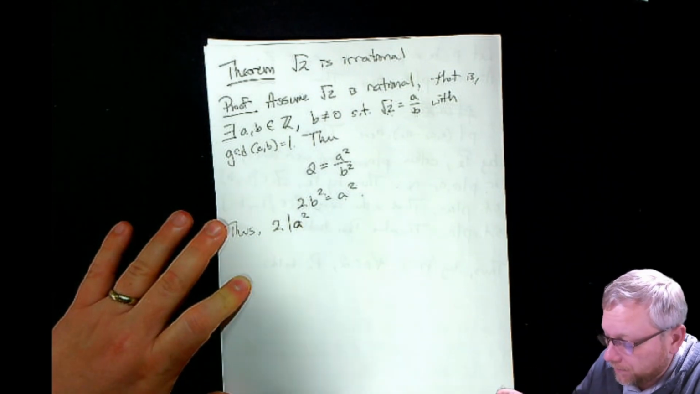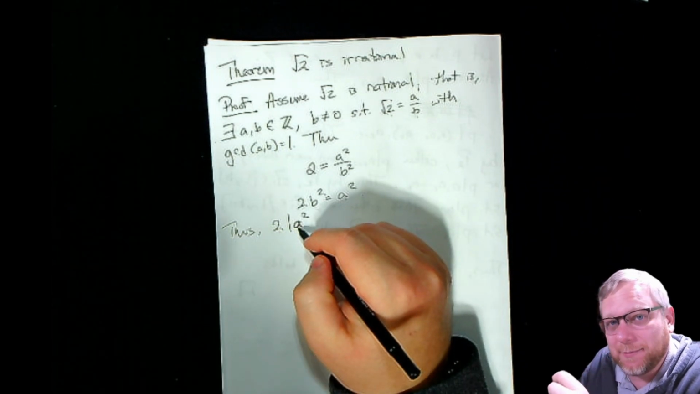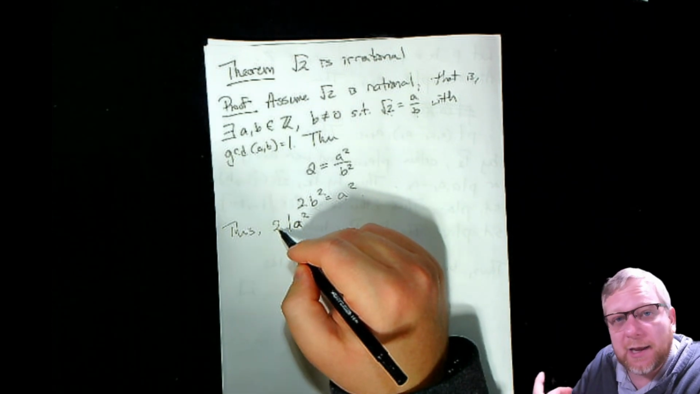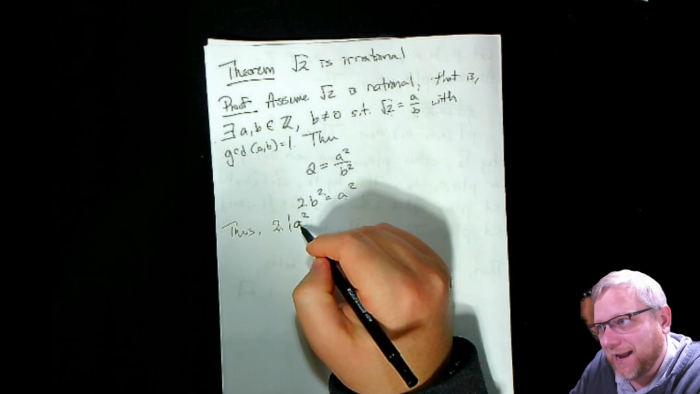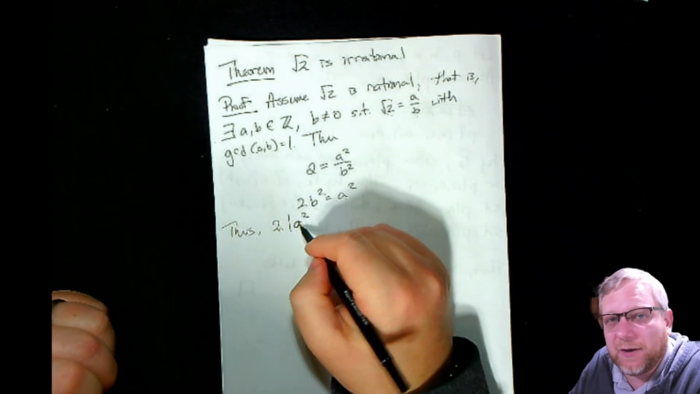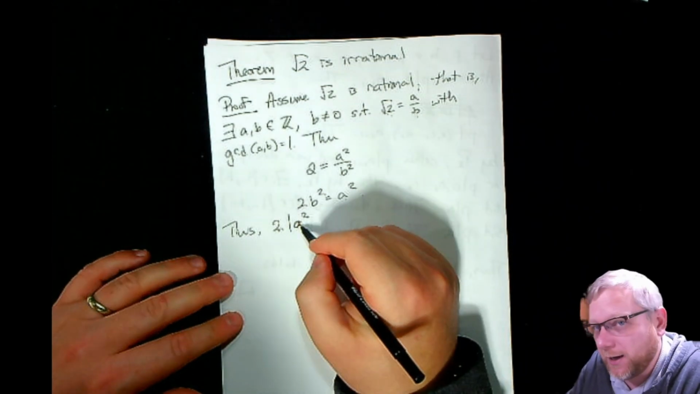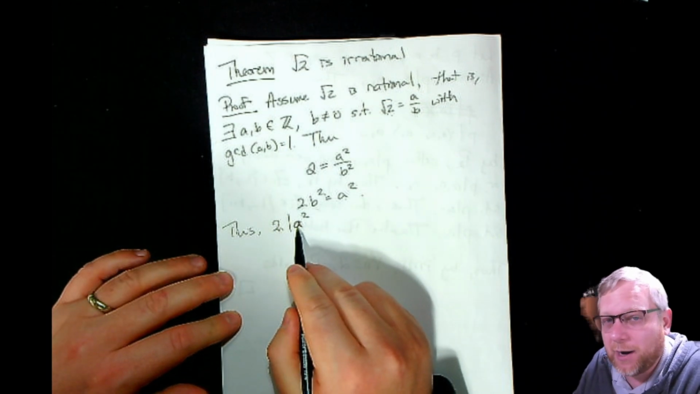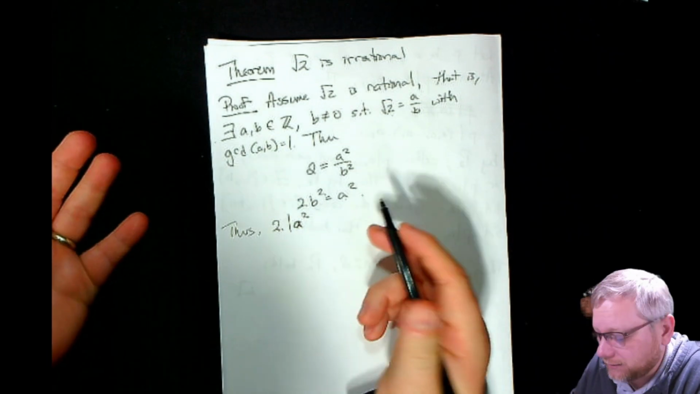Now, from that, look what I've got. a squared is a times a, and 2 is prime. And so what I can conclude now is that I've got a prime number dividing a times a. Well, if you look back, the theorem we have is that if a prime divides a times b, then the prime must divide either a or b. Well, here I've got the prime divides a squared, a times a. So the prime divides a, or the prime divides a. Thus, the prime divides a.